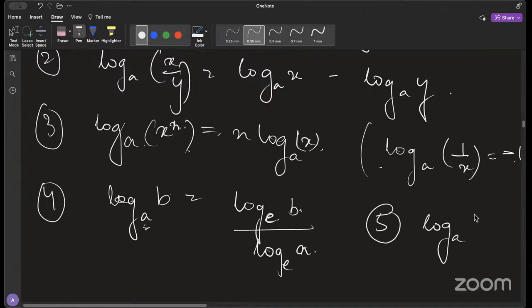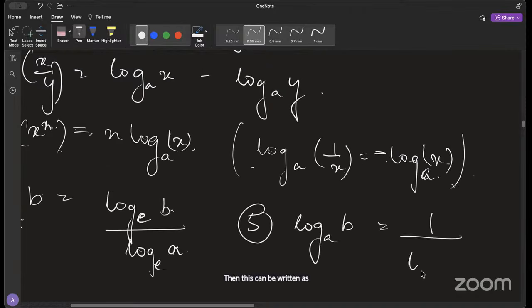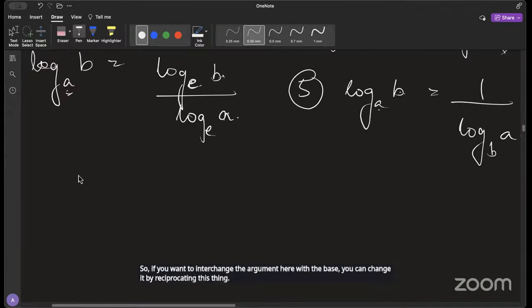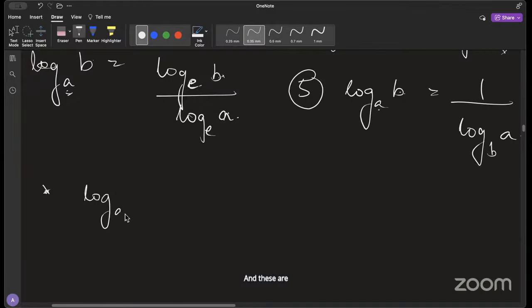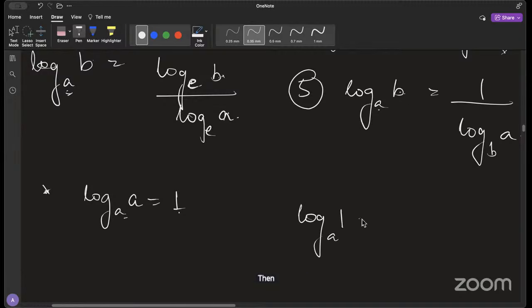Fifth is if you have log of this, then this can be written as 1 by log. So if you want to interchange the argument here with the base, you can change it by reciprocating this thing. And these are the basic ones where you have log a a is equal to 1, because a to the power 1 is a. Then log a of 1 should be 0, no matter what your a is, because a to the power 0 is 1.